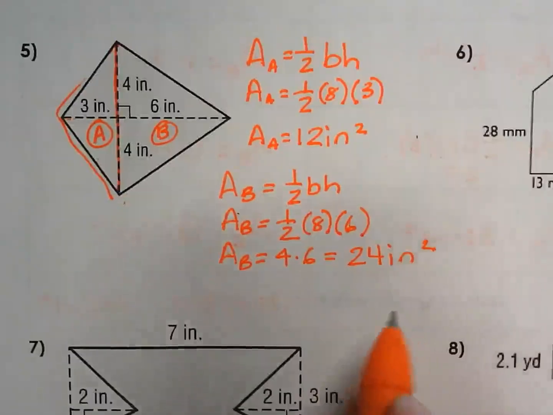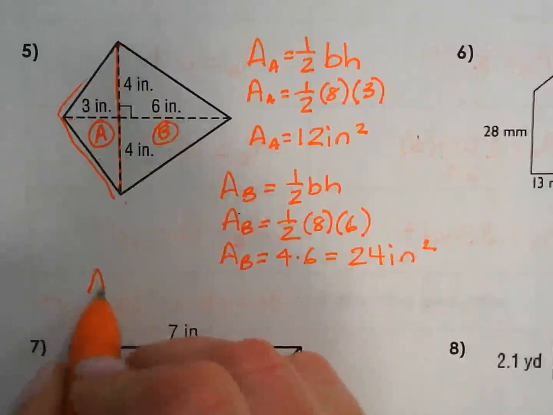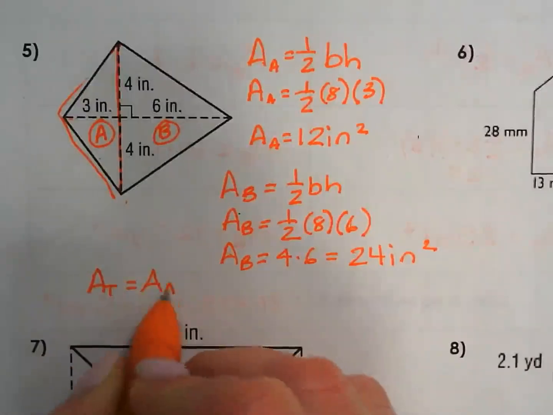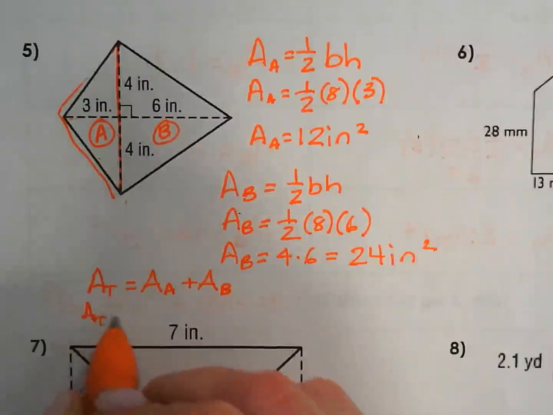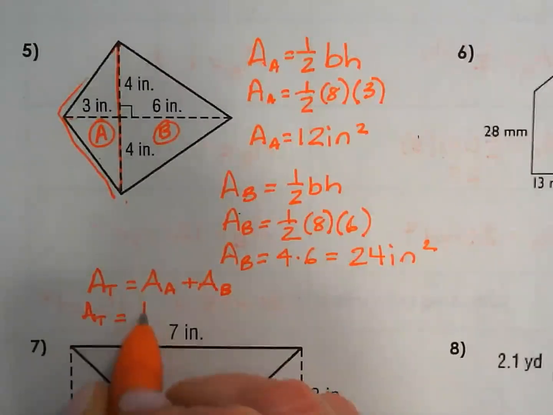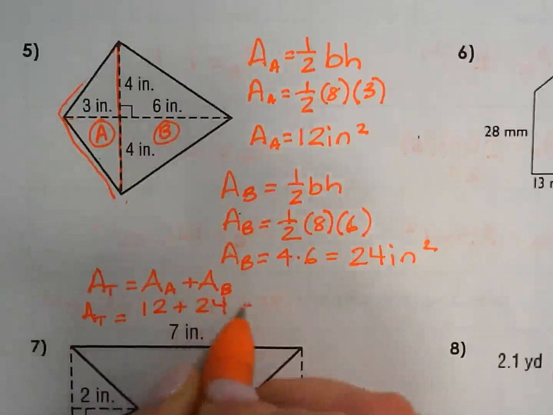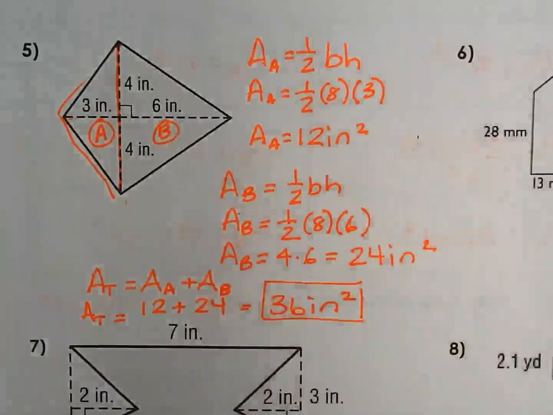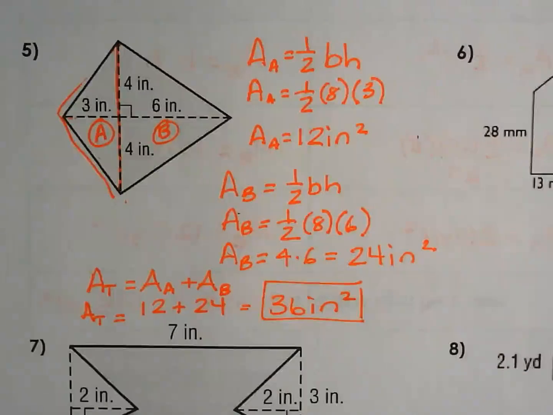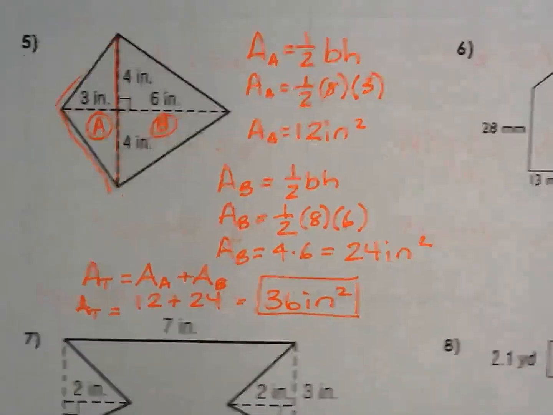Now the total area will equal the area of A and the area of B. So the total area equals 12 plus 24, which equals 36 inches squared. All right, moving on to question number 6.